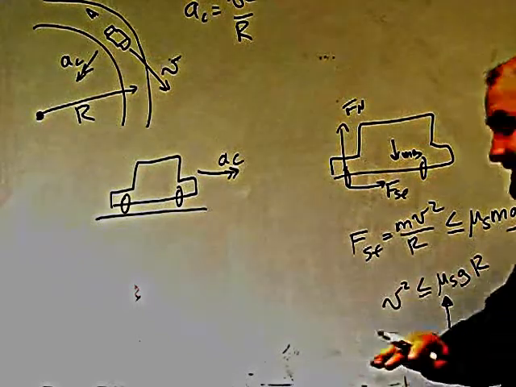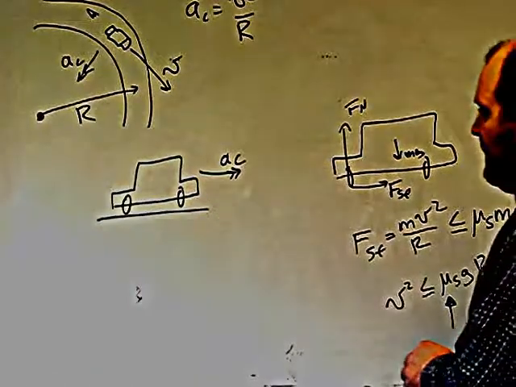What that means is that, when we solve this for v squared, what we had was mu s g r. When it's raining, the road gets more slick. This coefficient of friction will go down. You have less friction on a wet road. The tires are more likely to slide. So as this coefficient of friction goes down for a given r, the maximum safe speed goes down.